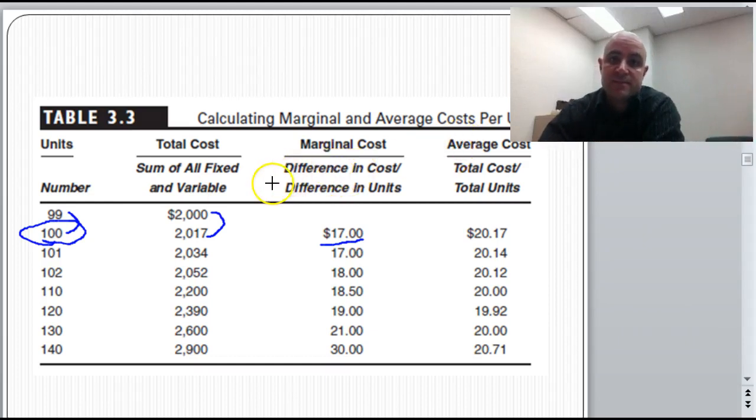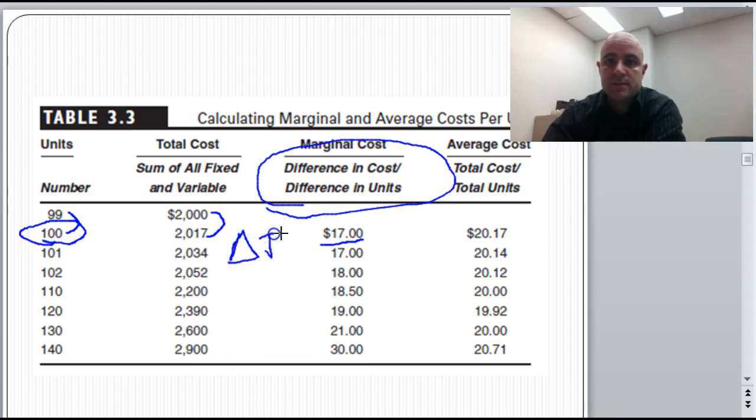And the actual calculation is here. It's the change in total cost divided by the change in output. Difference in cost over difference in units. Now here it's going up by 1, and so you can see that's where that comes from.